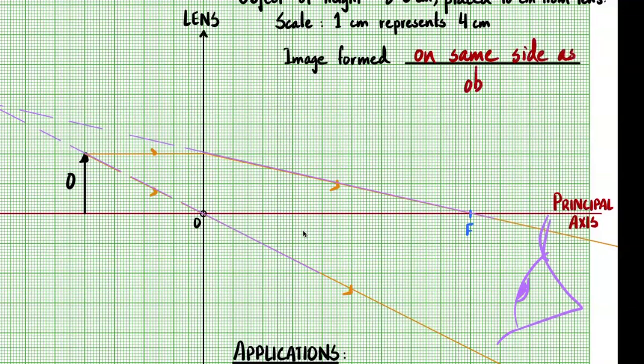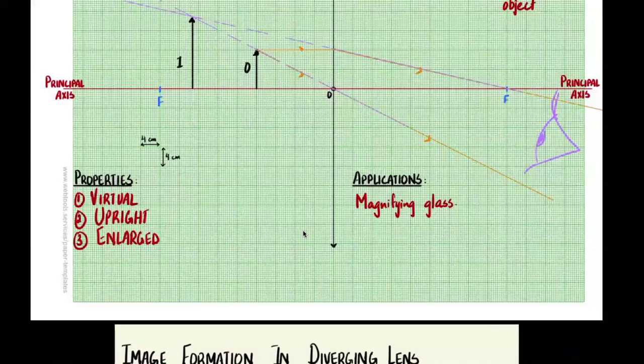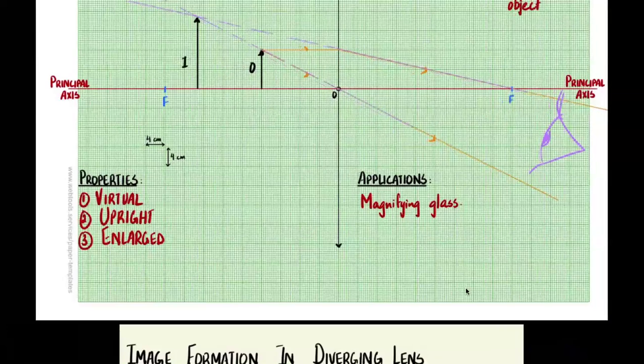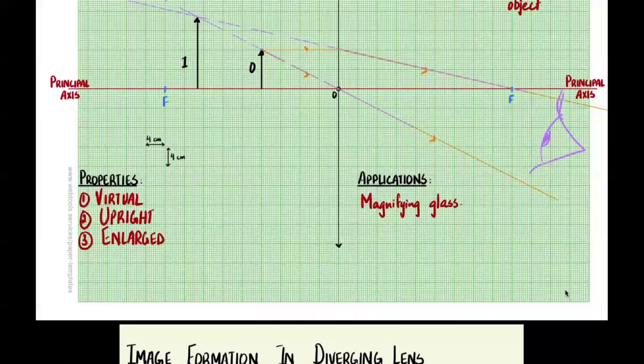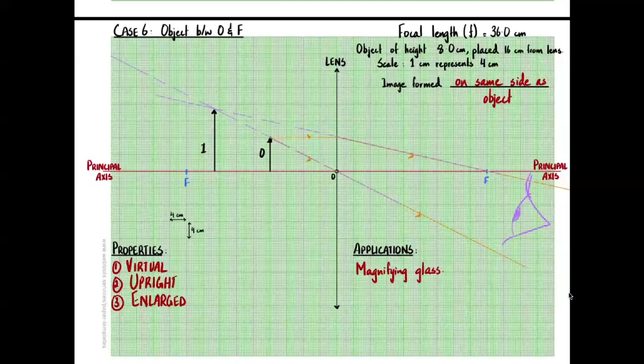And the application for this is in a magnifying glass. If you really think about it, when we're looking through a magnifying glass, we're looking from the other side than where the object is, and we see an image being formed, right? So this is all of these lens cases.